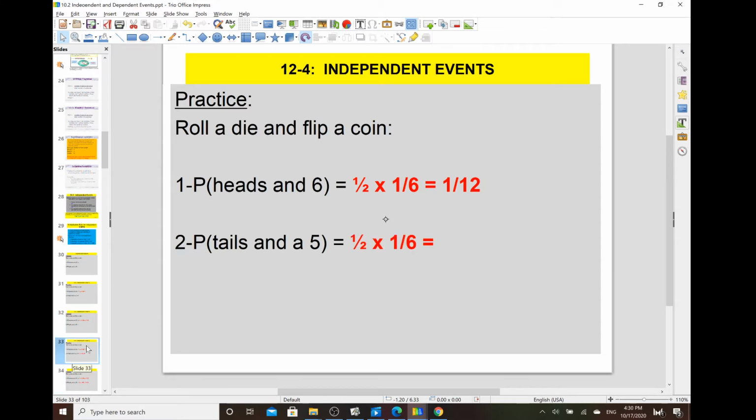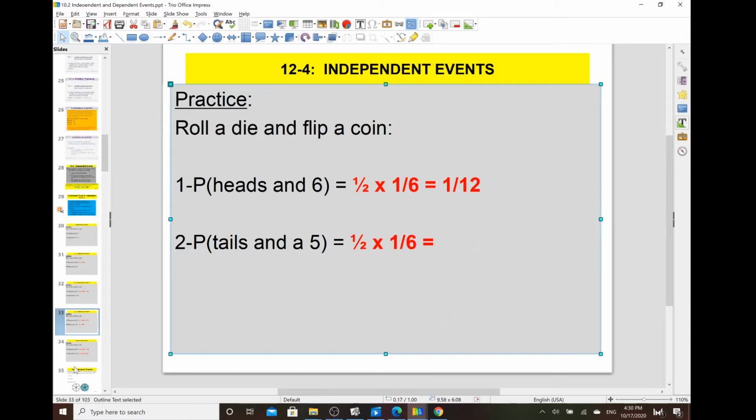And then the other one, 1/2 times 1/6 also, getting the tail. Again, the chance of getting a head or a tail is half, 50%. So 1/2 times 1/6 is 1 over 12 as well.